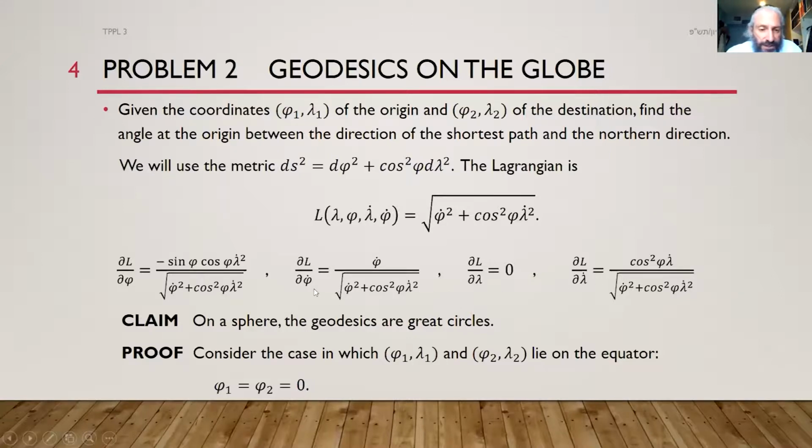But in simple cases, for example, if phi is constant, this expression is 0, and if you take phi equals 0, this expression will be 0. In order to find the geodesics, we have to prove the following claim: that on a sphere, the geodesics are great circles, which means circles on the surface of the sphere, the plane of which goes through the center of the sphere. How do we prove this? Consider two points that lie on the equator, which means the latitude is 0 for both.